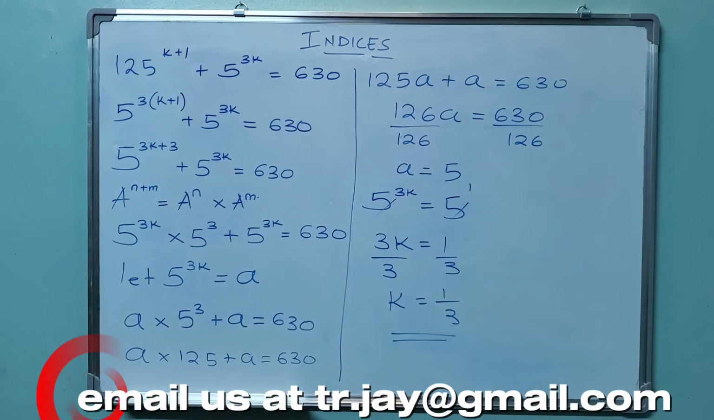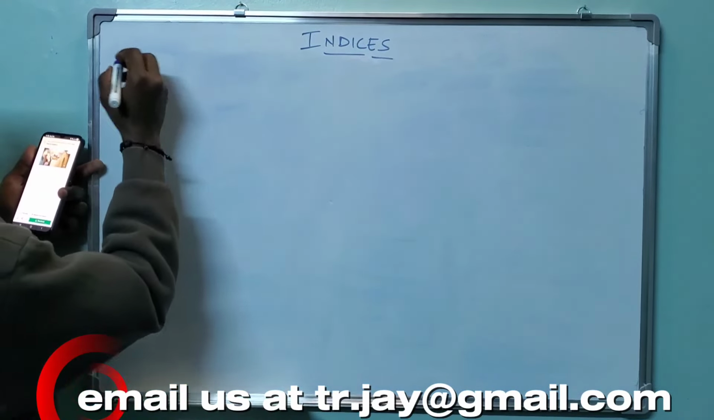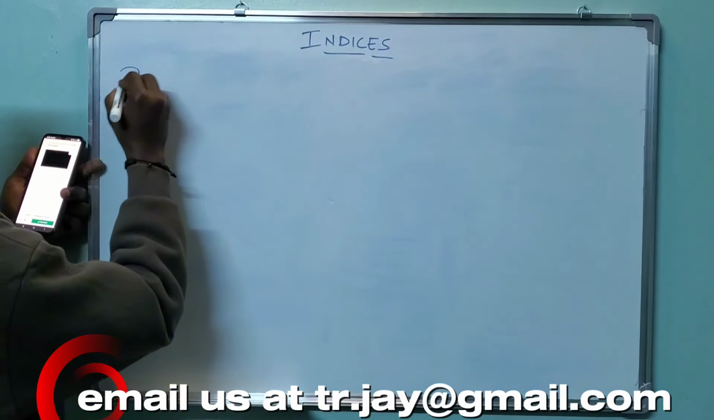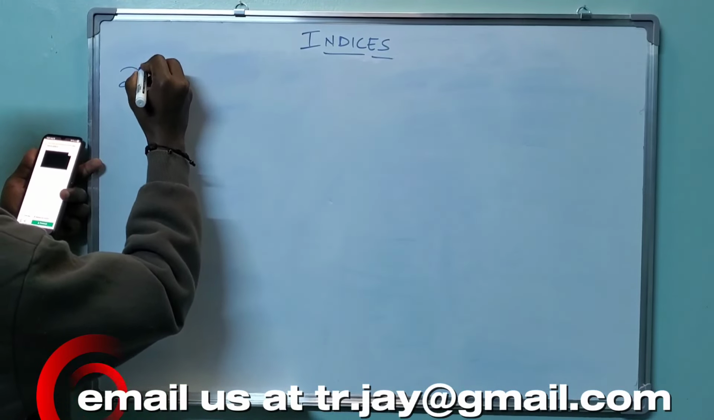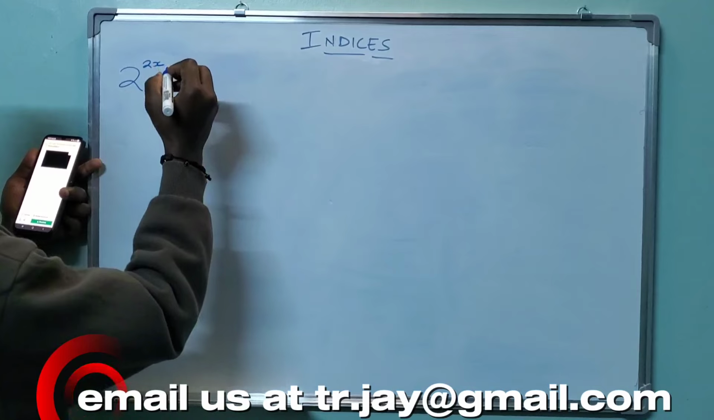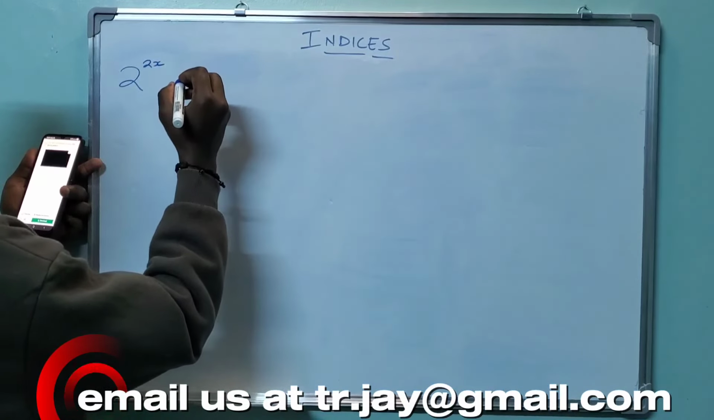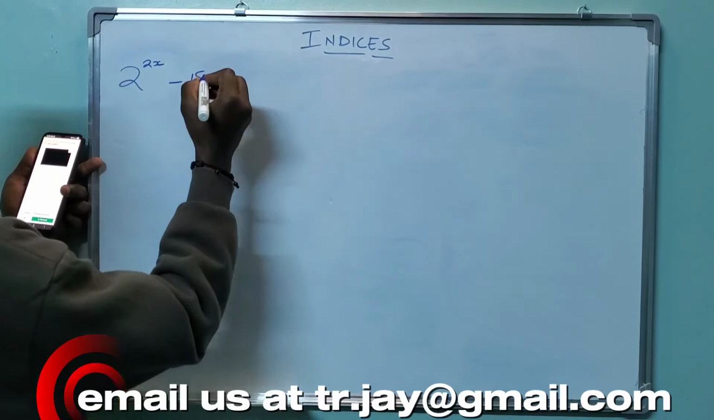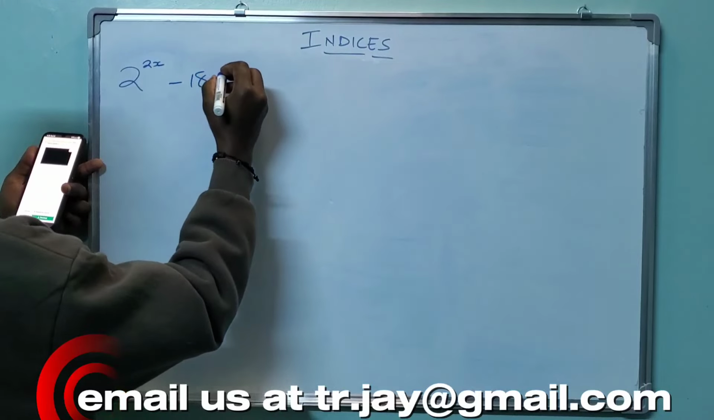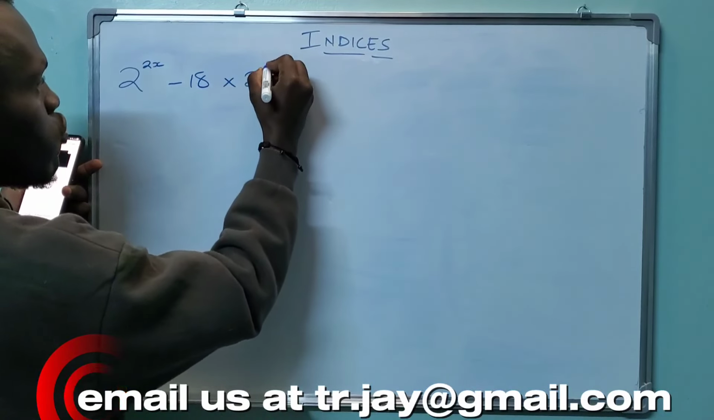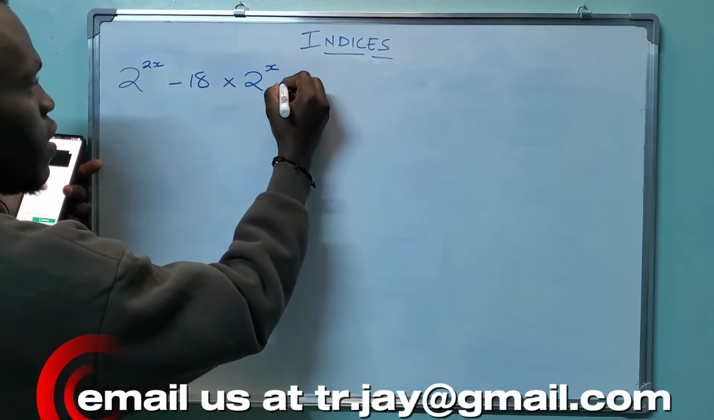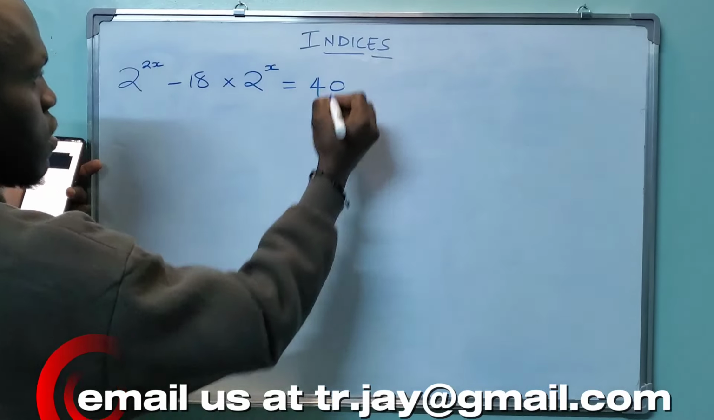Let us try another example. So you're being told solve for x in this. So we have in here 2 raised to power 2x, then minus 18 multiplied by 2 raised to power x equals 40.